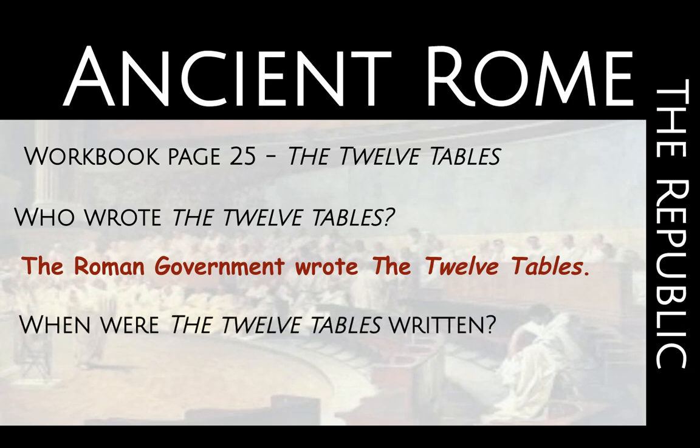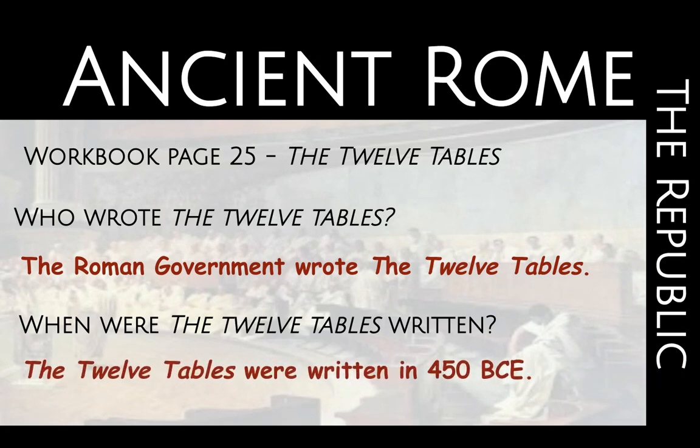When were the 12 Tables written? Well, hopefully you wrote that the 12 Tables were written in 450 BCE. Remember, we always answer our questions using complete sentences, please. And again, you can stop the video at any time to fix your answers. But your answers don't have to be exactly the same as mine, word for word.